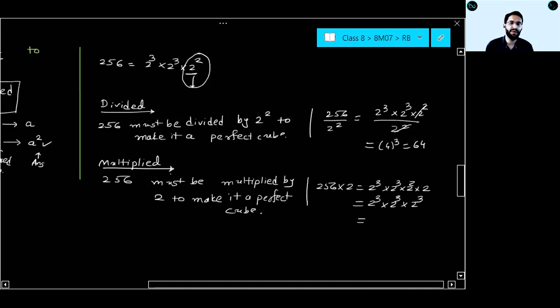Quickly. Or just multiply 256 with 2. 6 2s are 12. 5 2s are 10 plus 1, 11. I think there is some mistake. Just a minute. 6 2s are 12, carry 1. 5 2s are 10 plus 1, 11. Again 1 carry. 2 2s are 4 plus 1, 5. 512. Is it clear, everyone? Please give me some response.